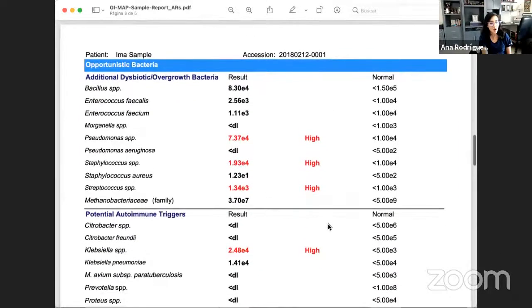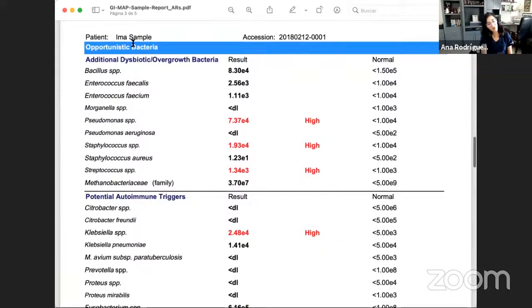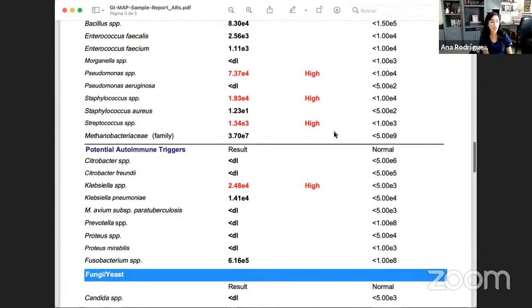And the other critical information that is also provided with the Genova GI Effects profile is that we get the opportunistic bacteria, or those families of bacteria that actually contribute to SIBO or to IBS. So this is also something that could be used for us to follow up with the treatment of this patient.